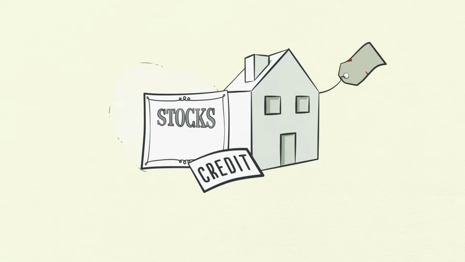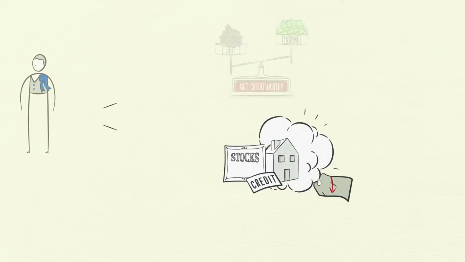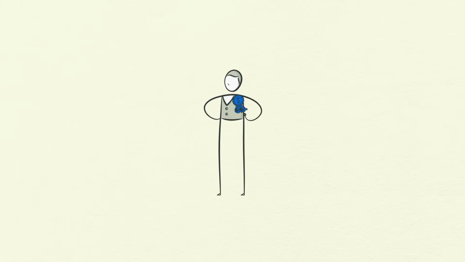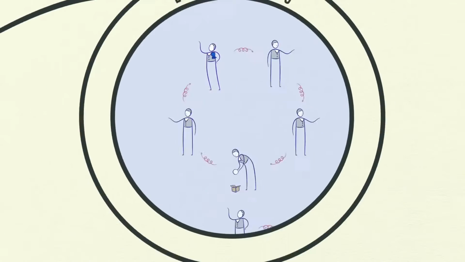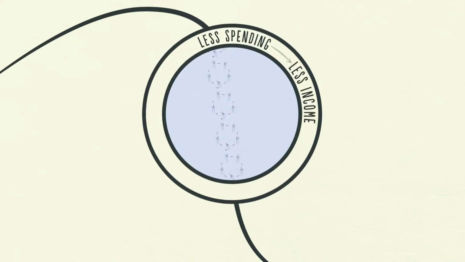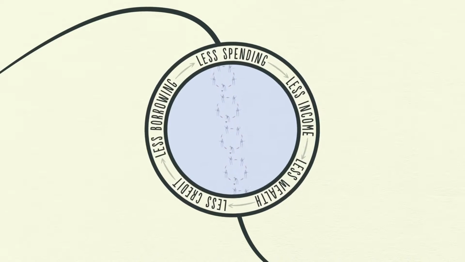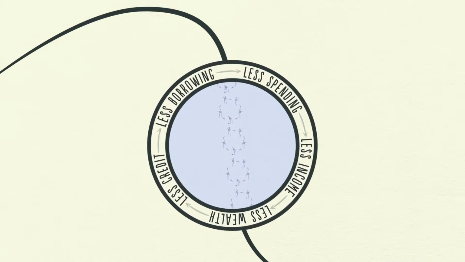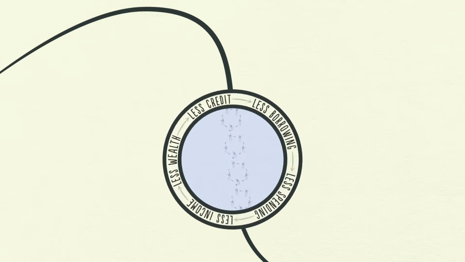As asset prices drop, the value of the collateral borrowers can put up drops. This makes borrowers even less creditworthy. People feel poor. Credit rapidly disappears. Less spending, less income, less wealth, less credit, less borrowing, and so on. It's a vicious cycle.